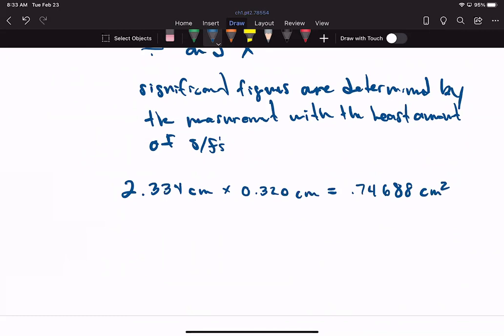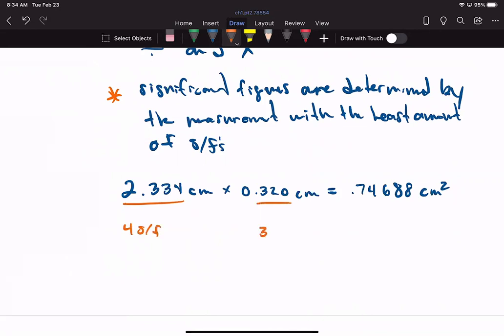All right, so this is our calculated answer from the calculator, but this answer is incorrect because it doesn't have the right number of significant digits. The rule here is that significant figures are determined by the measurement with the least amount of significant figures. Here we have 4 significant figures.